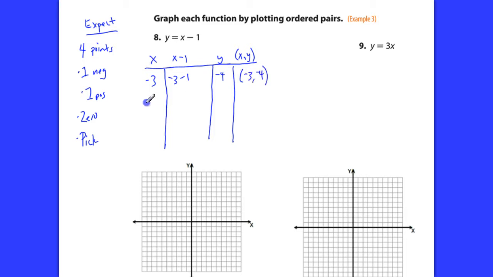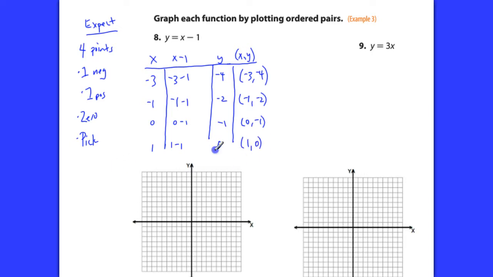Let's pick another one. I picked -1. -1 minus 1, that's -2. So we have the ordered pair -1, -2. Pick 0. We always love 0. 0 minus 1 is -1. 0, -1 is the point. And then, what did I pick lastly? I picked 1. So we have 1 minus 1, which makes it really interesting. That's the other intercept. That's 1, 0.